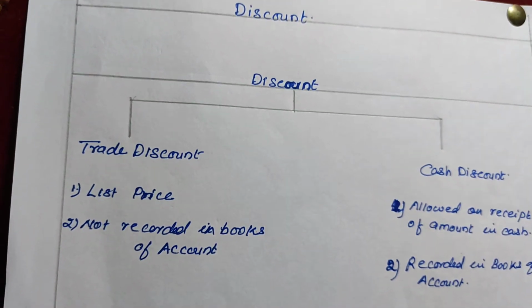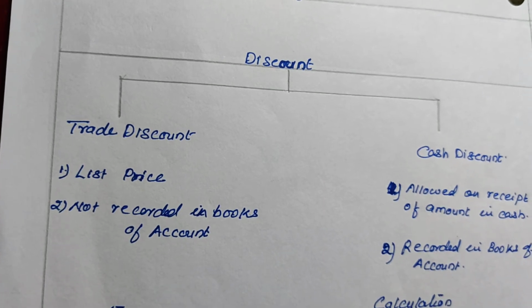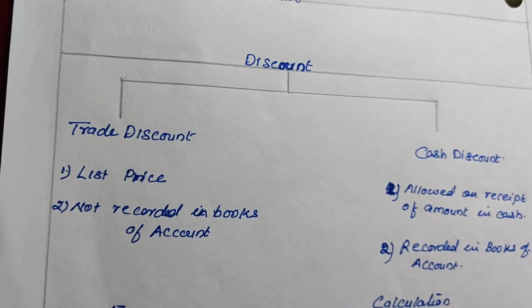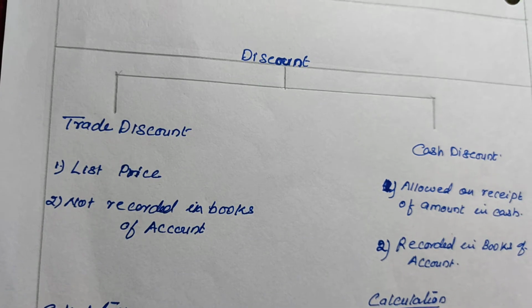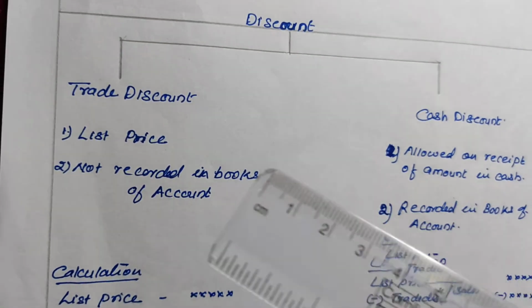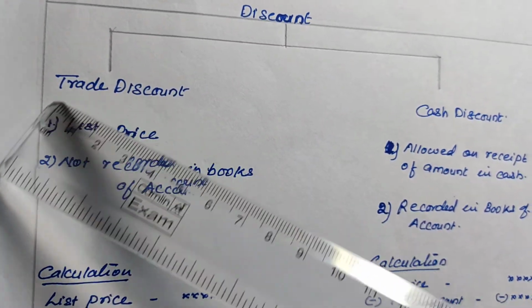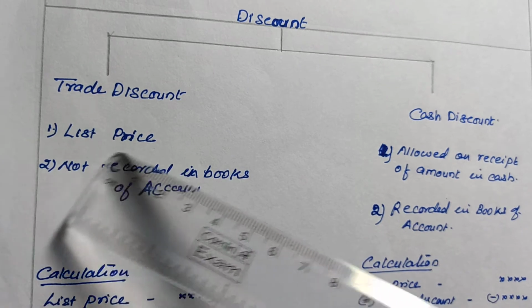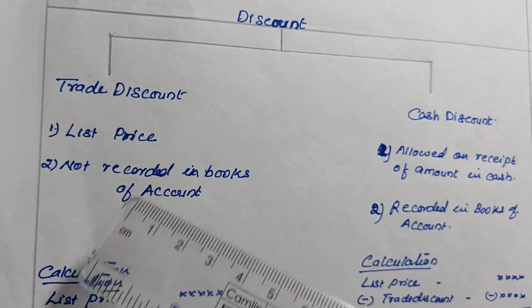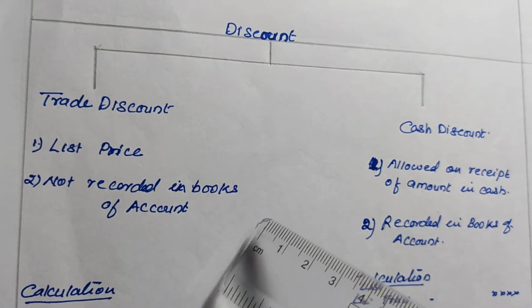Now what is discount? Discount is an allowance given by the seller of goods out of the selling price called list price. And this can be of two types. One is trade discount, other is cash discount. Now trade discount is given to all the customers who purchase the goods in large quantity, and trade discount is not recorded in the books of account.